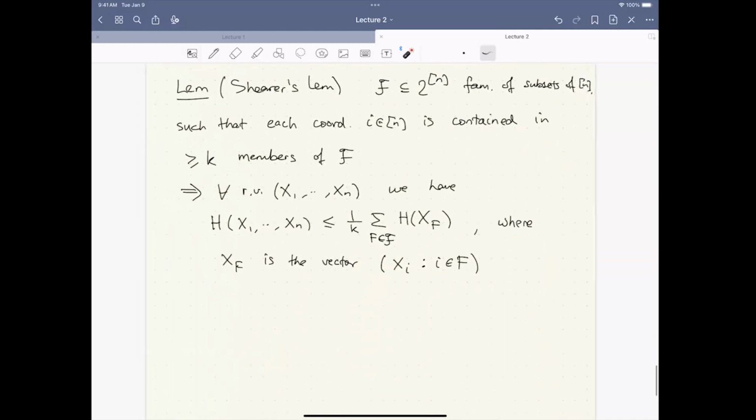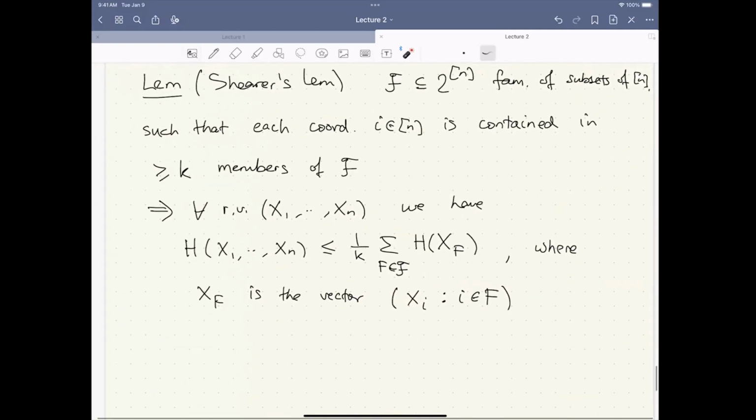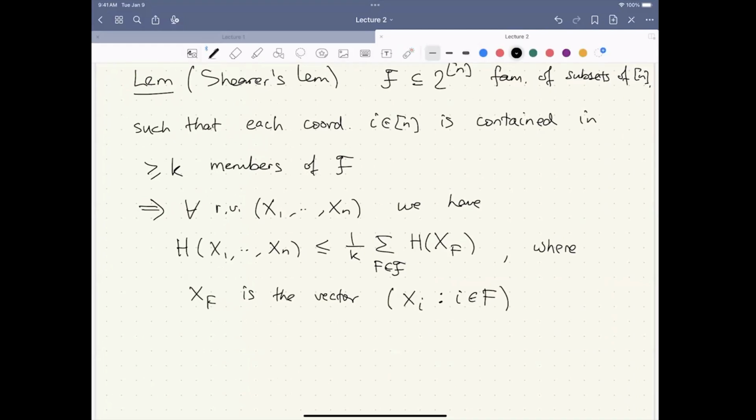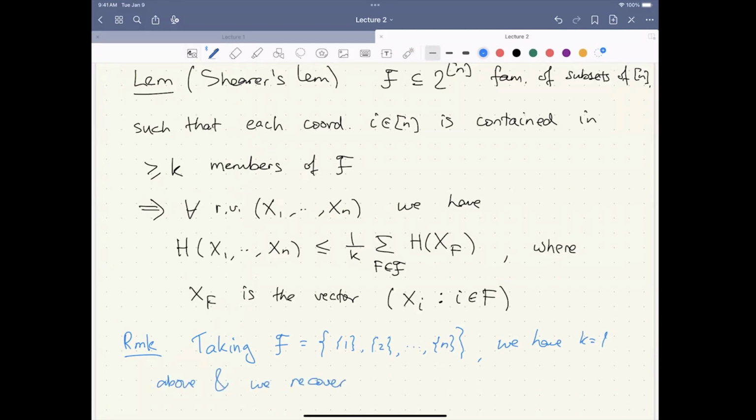And F is the very special case of singletons. Remark it here: taking F to be the set of all singletons, we have k equal to 1 above, and we recover subadditivity.